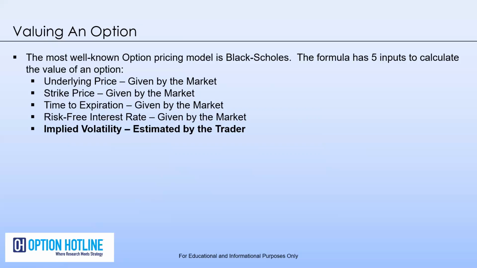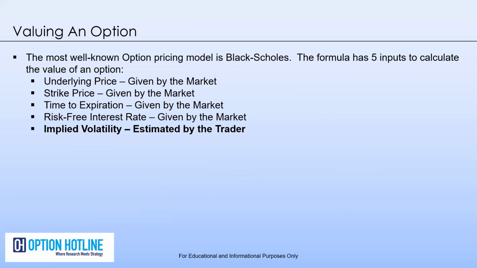Number 1 is the underlying price. That's given by the market. I might have an opinion on where it's going, but today I know where it is. The strike price, that's given by the market and cannot be adjusted. Time to expiration, that's given by the market and cannot be adjusted. The risk-free interest rate, that's given by the market, can be adjusted by the market. And we don't care because, frankly, interest rates are 0 right now.